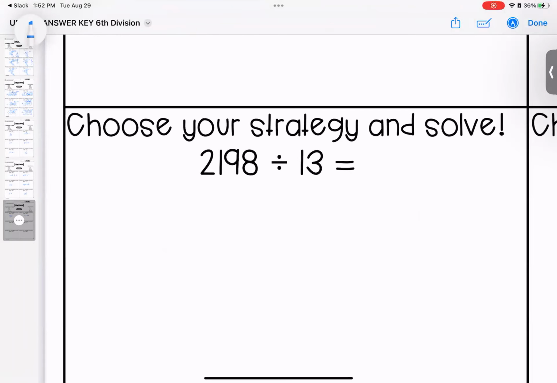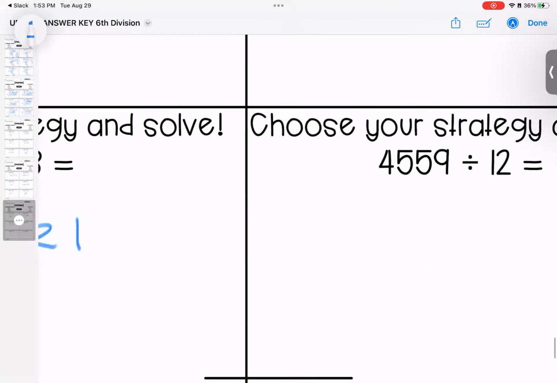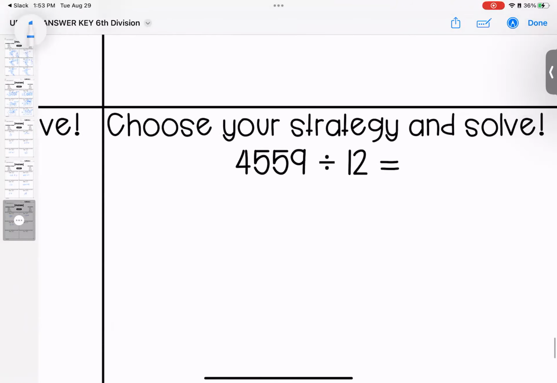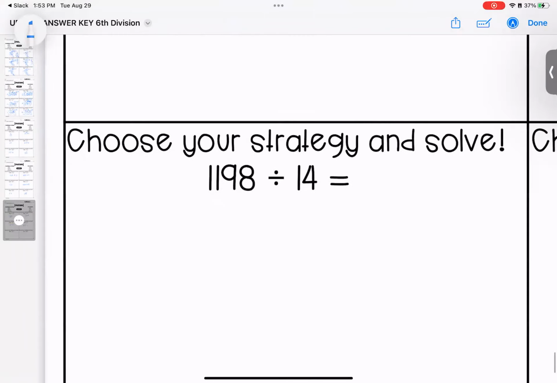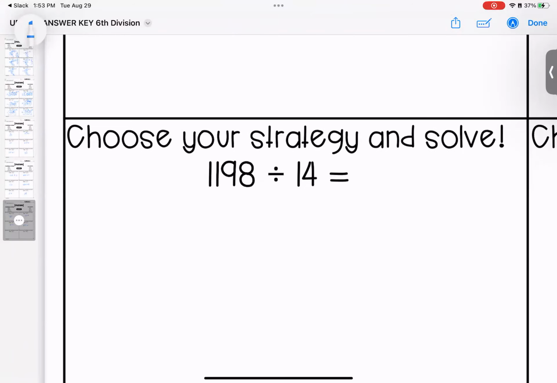2,198 divided by 13, it's going to go in 169 times with a remainder of 1. 4,559 divided by 12, it's going to go in 379 times. There is a remainder on this one. It does have a remainder of 11, very close, but still smaller, so that is an okay remainder. 1,198 taking groups of 14. We're able to take 85 groups from here. It does have a remainder of 8.